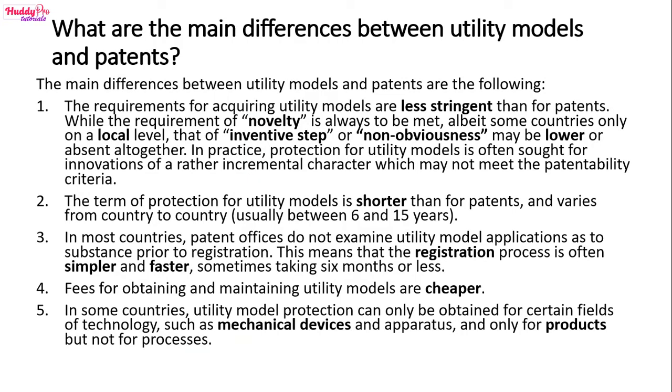Let's talk about the main differences between utility models and patents. Now, the requirements for acquiring utility models are less stringent than for patents. That's the first difference. The requirements, the conditions set for you to obtain the utility model, are less stringent, meaning they are less strict, less inflexible, less harsh when you compare them to the requirements for enforcing patents.